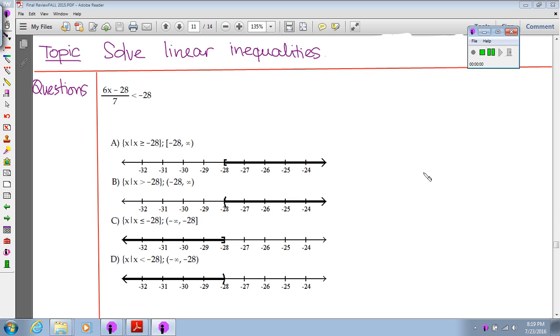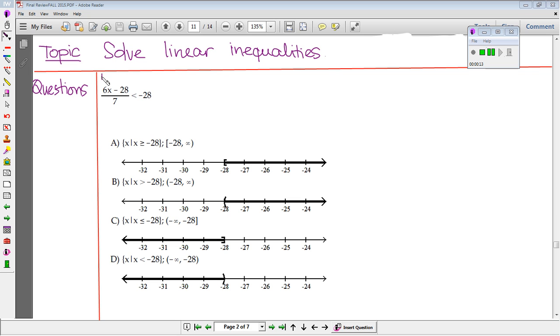Hello my students, in this video we are going to learn to solve linear inequalities. So let's begin with the first inequality. In this given linear inequality, you can see that the expression on the left hand side is (6x minus 28) over 7. The expression on the right hand side is negative 28.